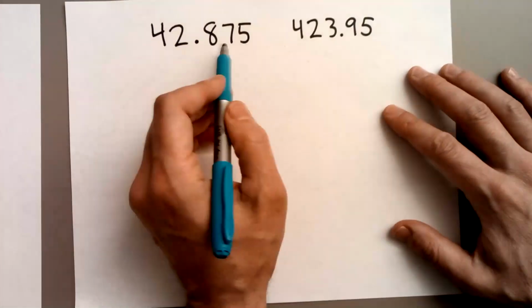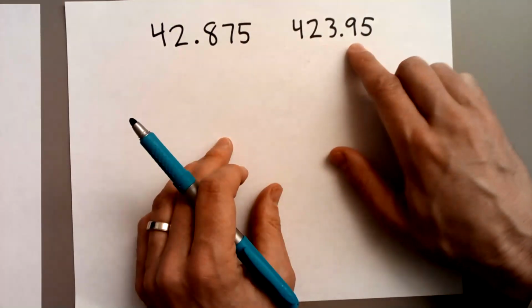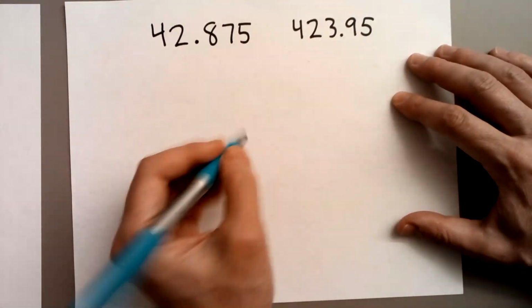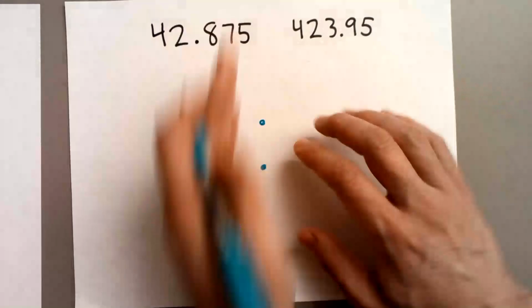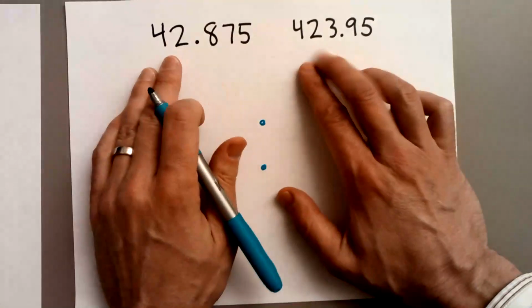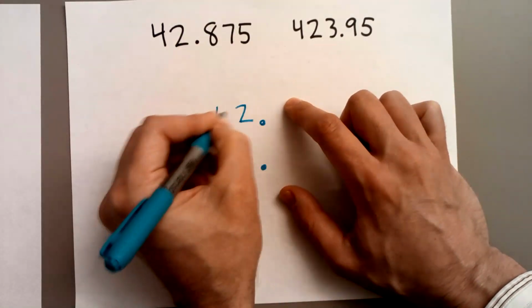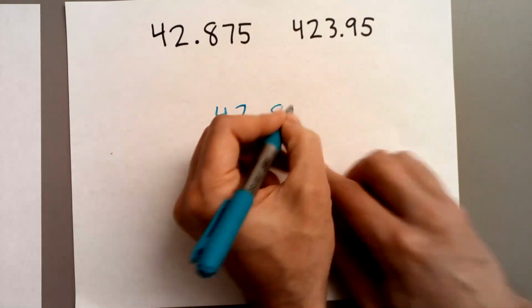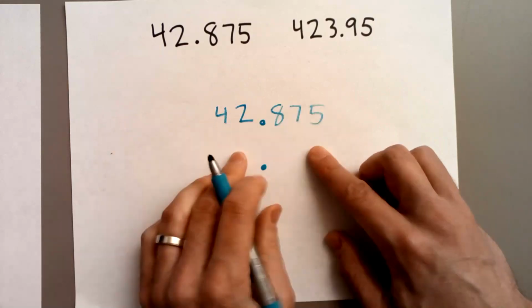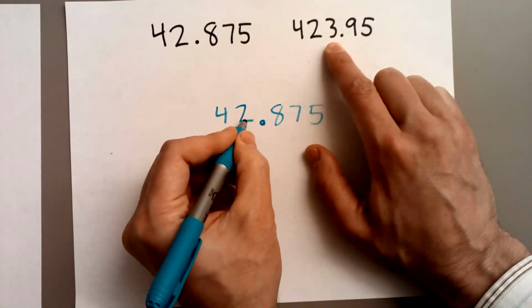We've got 42 and 875 thousandths and 423 and 95 hundredths. So first, I'm just going to make the decimal points, stack them. That will make sure that I align the place values. And then you've got to write neatly. So 4, 2, okay, and then an 8, 7, 5. And now here I have a 3 in the ones place. That's going to go below that 2 in the ones place.